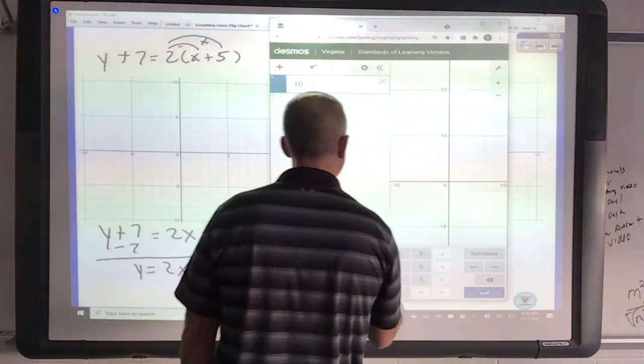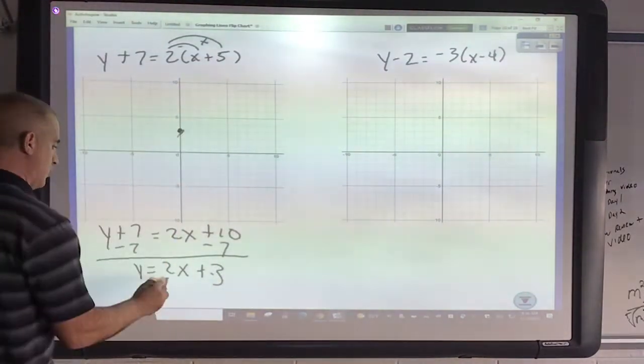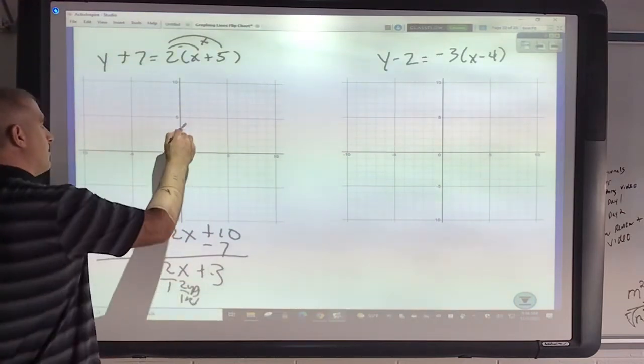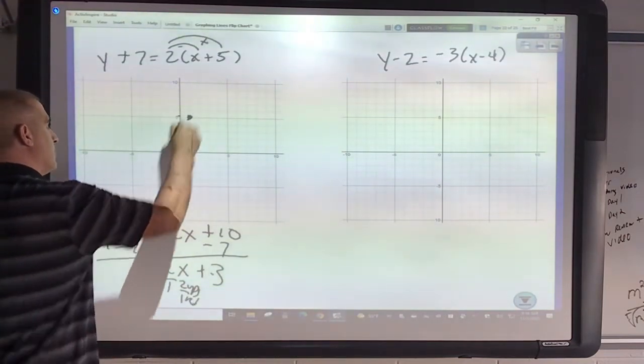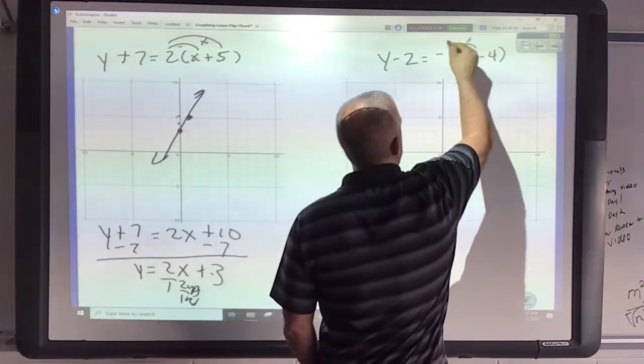10 minus 7 is +3. Okay, so that would be my y-intercept. 2 over 1 means 2 up, 1 right. So from that point, 1, 2 up, 1 right, boom. Positive slope, good shape.